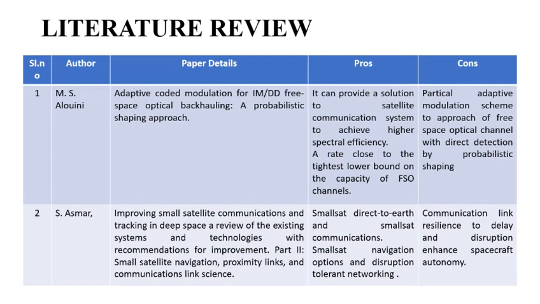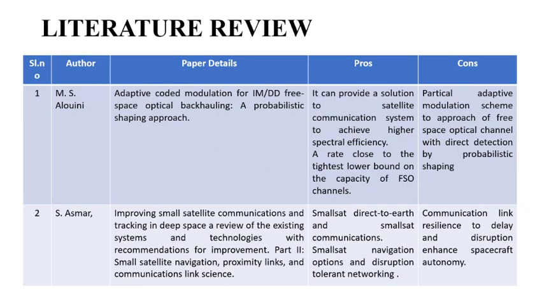These are the literature reviews which I referred from some papers. In the first paper, adaptive coded modulation for IM/DD free space optical links: a probability shaping approach. The pro is that it can provide a solution for satellite communication systems to achieve higher spectral efficiency and a rate close to the lower bound on the capacity of the FSO channel. FSO is nothing but free space optical communication. If the communication between two endpoints is low, this paper will be a very strong solution from one satellite to another satellite.